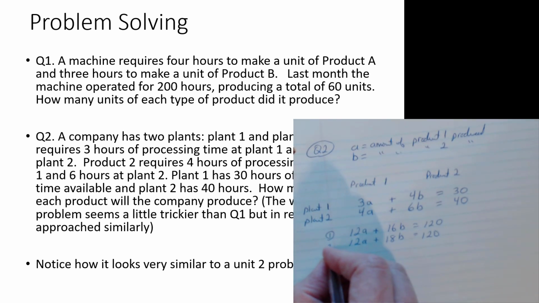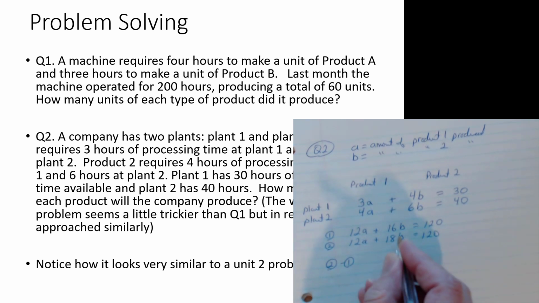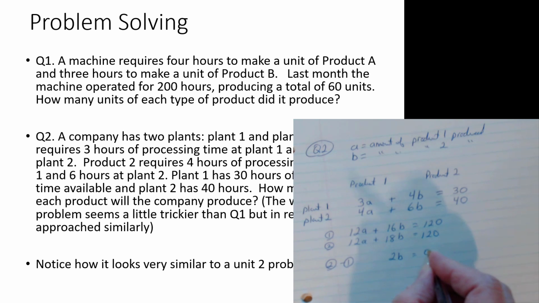That's equation 1. Here's my equation 2. And then I'm going to go equation 2 minus equation 1 because I just want to have a positive coefficient. I get 2b equals 0. Ooh. b equals 0. And I'm going, oh crap, what did I screw up? What is going on here? Like 0? I've not got a 0 before. What the hell?